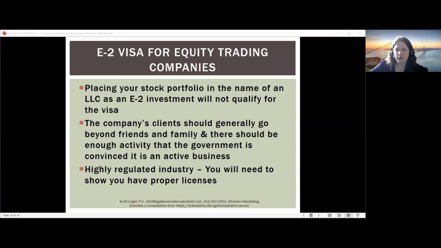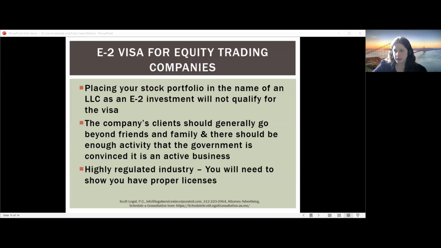Another risky area is E2 visas for equity trading companies, and they share a lot of commonalities with the issues you see with real estate E2s. Similarly, just placing your stock portfolio in the name of an LLC is not going to qualify. It's not active enough to qualify for the E2 visa. Also, if you say, I'm going to be trading for a couple of my friends and some of my family, you go back to, is it real and operating? Are you going to hire employees?